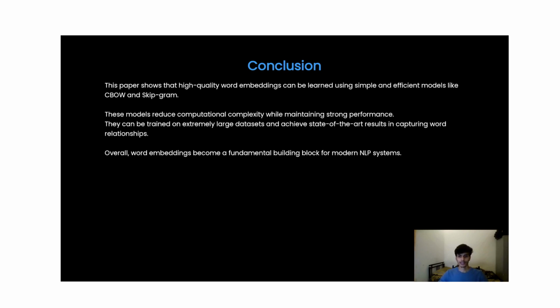Finally, let's look at the key insights and limitations. The results show that word embeddings are very powerful and can capture both semantic and syntactic relationships. However, the accuracy is not perfect, so there is still room for improvement. Performance can be improved by using larger datasets, increasing vector dimensions, and combining embeddings with other models. Overall, this paper shows that simple and efficient models like CBOW and SkipGram can learn high-quality word representations at scale. And this is why word2vec became a foundation for many modern NLP systems.